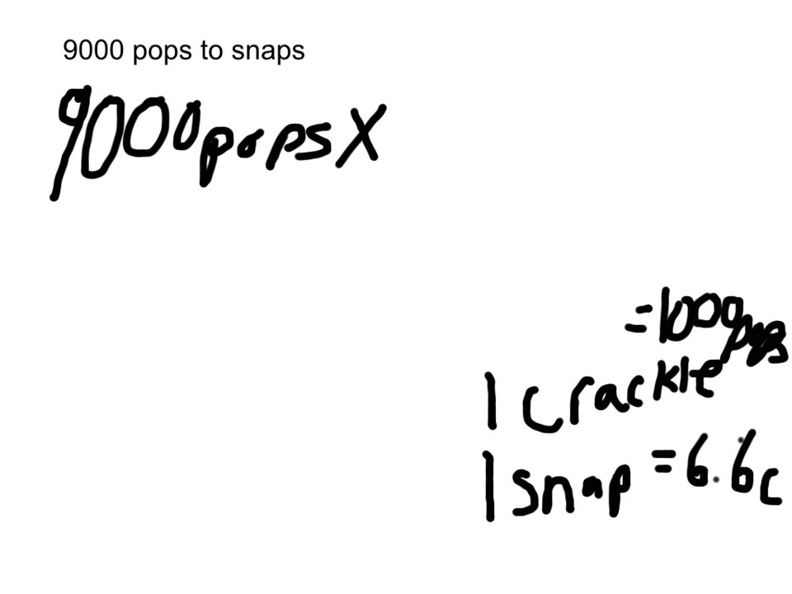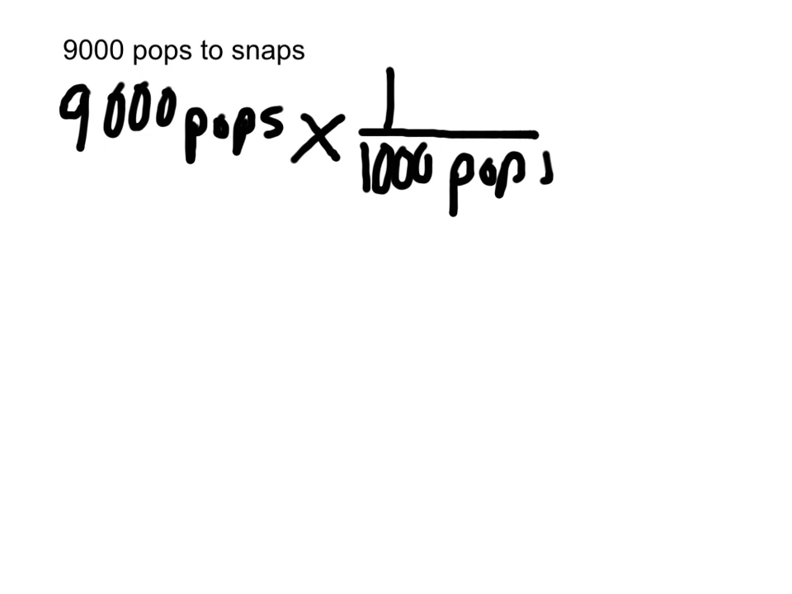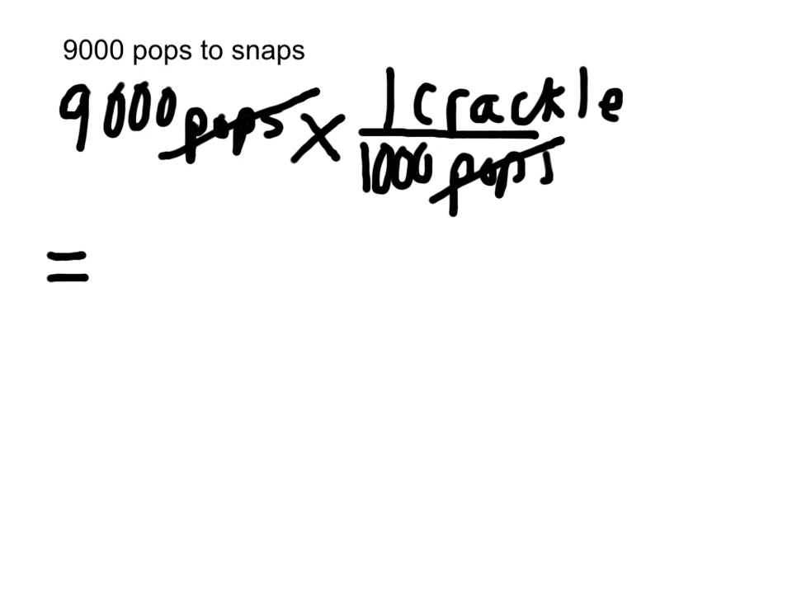So I could go from pops to crackle and then crackle to snap. Let's do that. All right, so I'm going from pops to crackles and then crackles to snaps. So from that slide, 9,000 pops, I gotta get pops on the bottom, and we had that 1,000 pops is one crackle. All right, now I multiply it out, boom, boom. Notice 1,000's on the bottom, so I gotta divide by 1,000. 9,000 divided by 1,000 is 9, so 9 crackles.